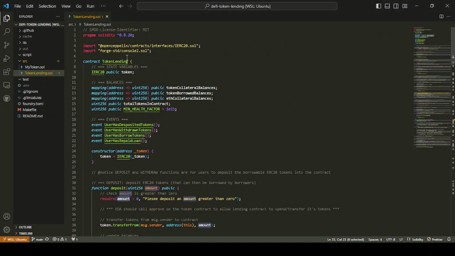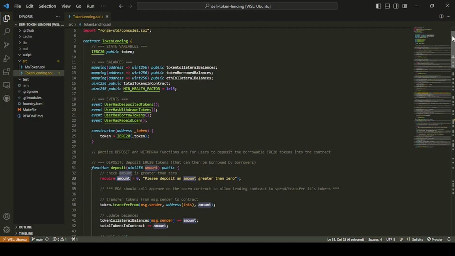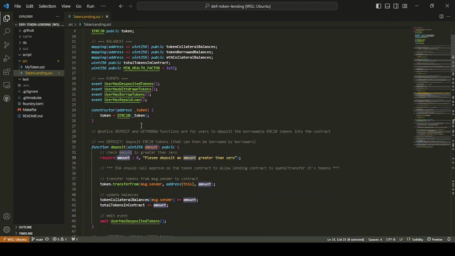Okay, so here's a token lending contract and our state variables, balances. Again, this is the same as yesterday, an ERC20 token. It's just called token. We have 3 mappings here. This is called token collateral balances. It shouldn't be called collateral, it should just be called token balances. I'm not going to change it now because the tokens that are put in using this deposit aren't actually collateral. They're just the tokens that people can borrow.